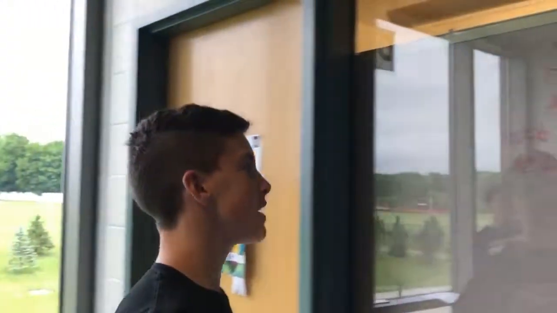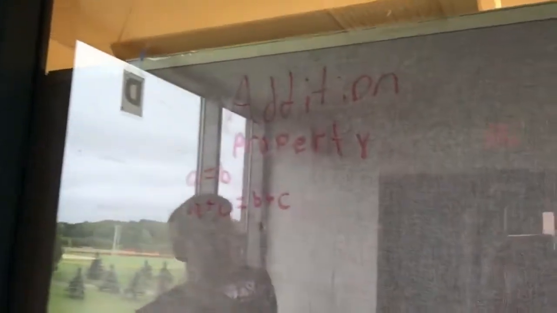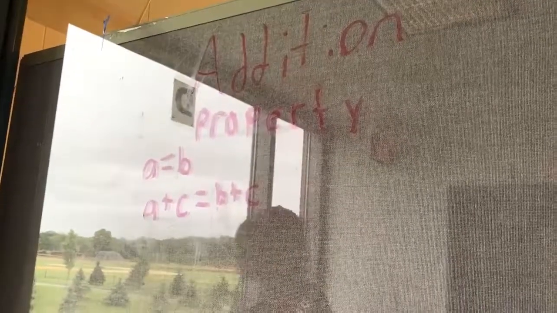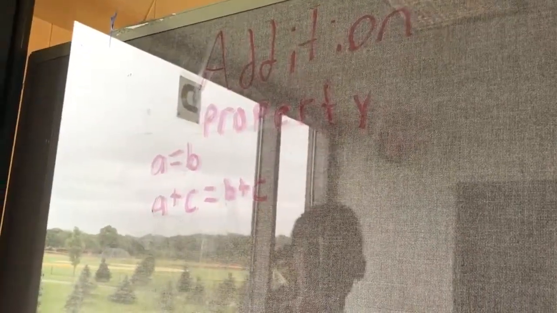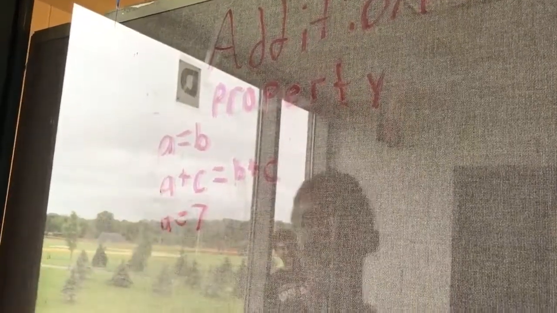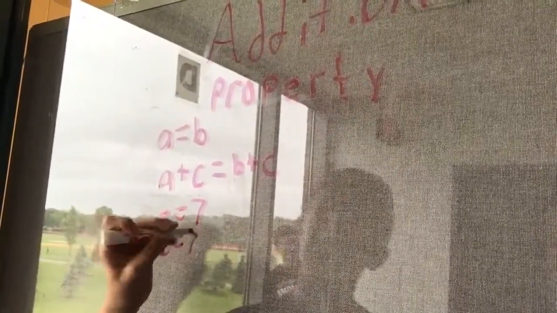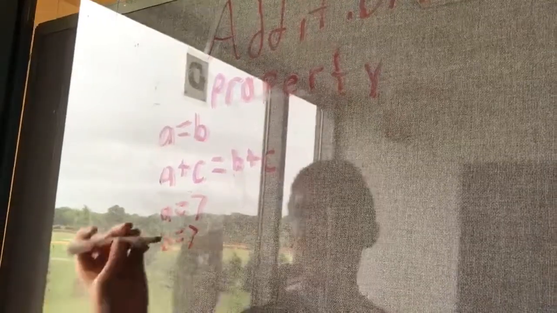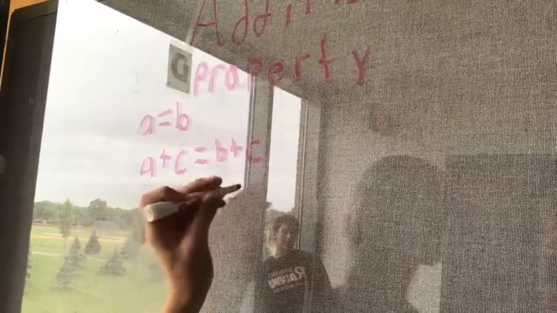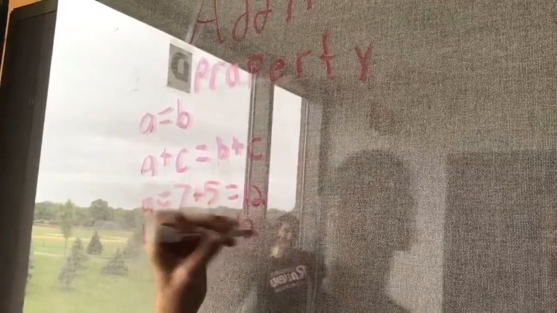The first property of equality is the addition property. So the addition property: if two variables are equal, and you add the same number to both of these variables, then they will still be equal. So if A equals 7, then B will equal 7. Now if you add 5 to both of the variables, they will always be equal no matter what, and that is the addition property.